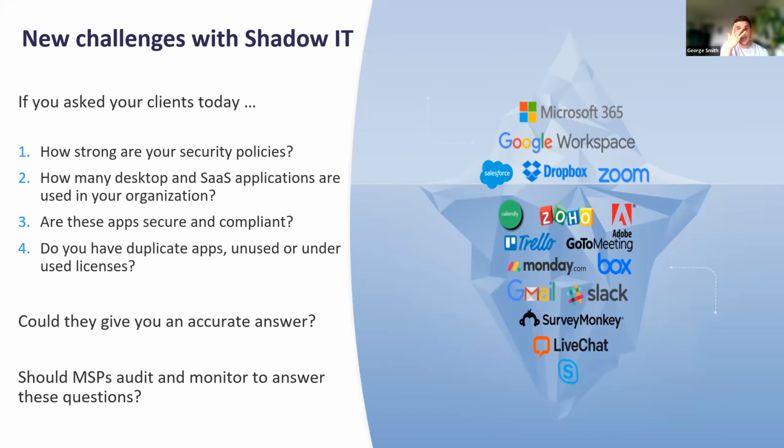So this is the picture we like to use, the classic iceberg of shadow IT. And these are some of the questions that we want to get MSPs asking. Through the QBR process, it's a brilliant place to bring up some of these critical queries: how many applications are you using? How strong are your security policies? How many duplicate apps do you have? Can you tell me, Mr. Customer? Probably not. They might give you a confused look and say, well, I thought you were doing that, right?